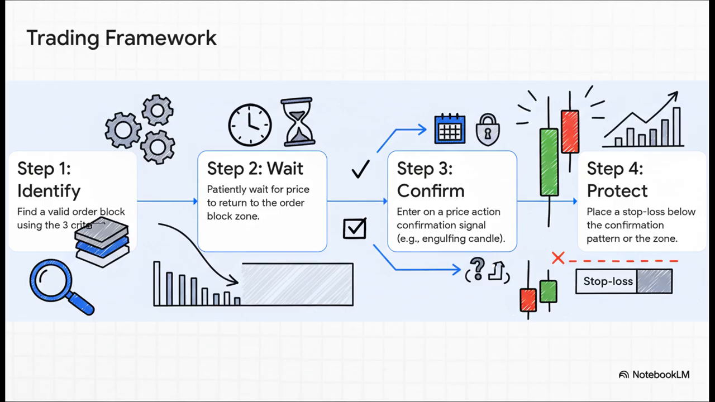You wait for the price to come all the way back down and retest that zone. For step 3, you wait for a clear confirmation signal, like a big, strong candle that shows the big money is defending that level. Then you can enter. And finally, step 4, always protect yourself with a stop loss just outside the zone.